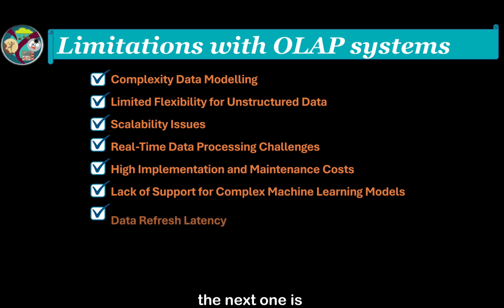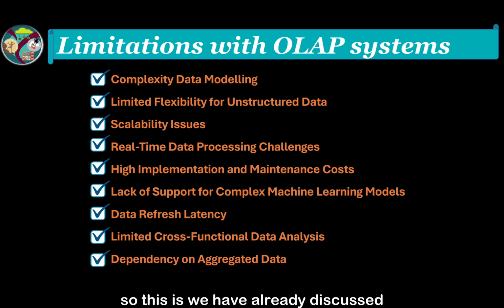But if you are bringing in different cross-functional data, then there is a limitation in analyzing that particular set of data. The next one is dependency on aggregated data. We have already discussed this, right? OLAP systems depend on aggregated or historical data, and will always run the business intelligence reports based on the aggregation.